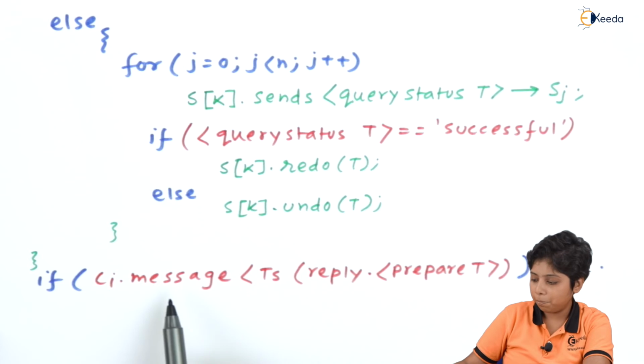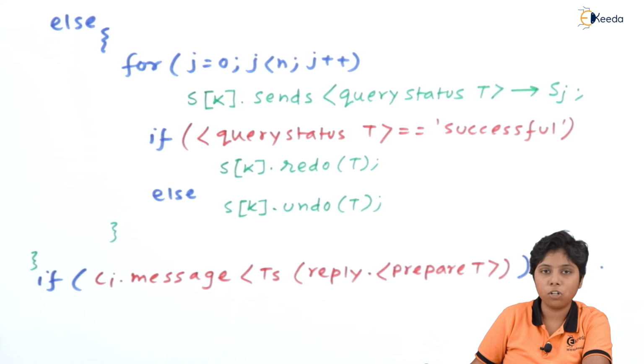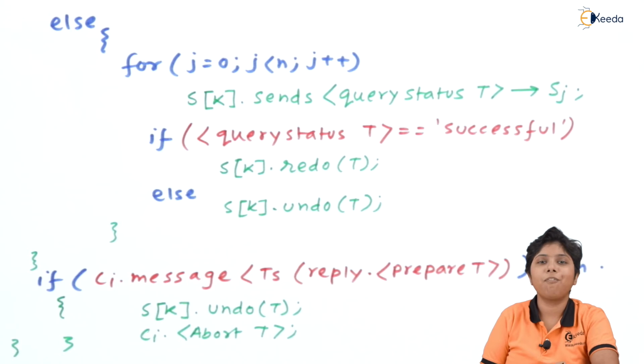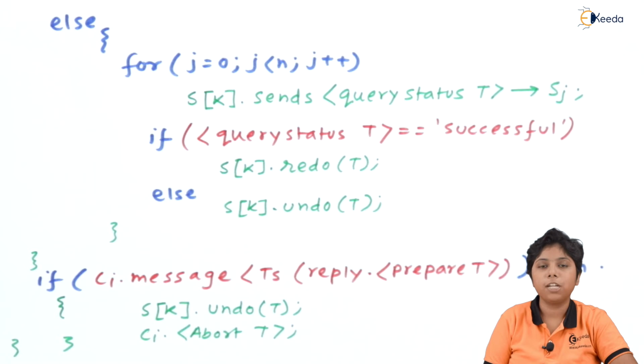That means if the message is not received before the time has already run out, then Sk must undo it and the coordinator must undo and abort it. So this is the failure recovery if a site fails. Now the next one that we will discuss is the most important one: if the coordinator fails, how can we handle that exact scenario?